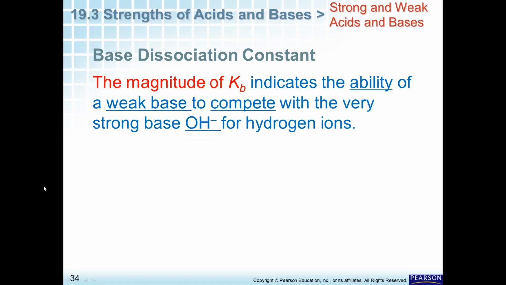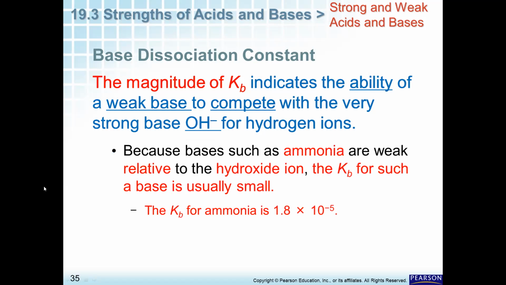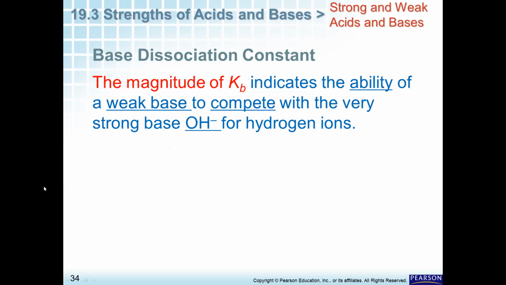As the Kb value increases, then that is a stronger base than the one which is compared. So if we have two bases with two Kb values, the one with the higher Kb value will be a stronger base than the other one. And for the strong bases, of course, we don't have a Kb value. These are usually for the weak bases. All right. So the Kb for ammonia, for example, is 1.8 times 10 to the minus 5, similar to the ethanoic acid Ka value.